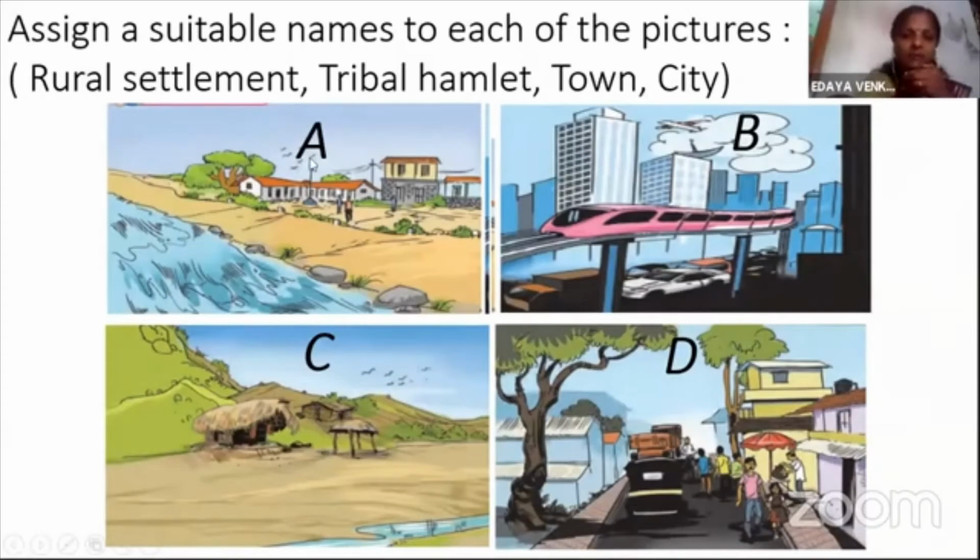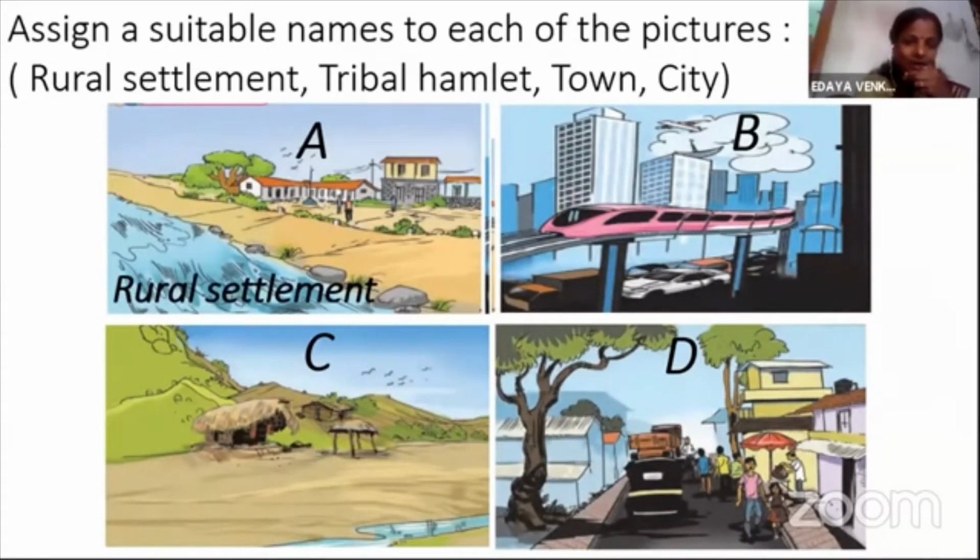First of all, we will describe picture A. Minimum population, limited population. Few facilities are there for people, like schools and all. River basin is there. Agriculture they can do there. So this is a town. No, I have shown you the answer.